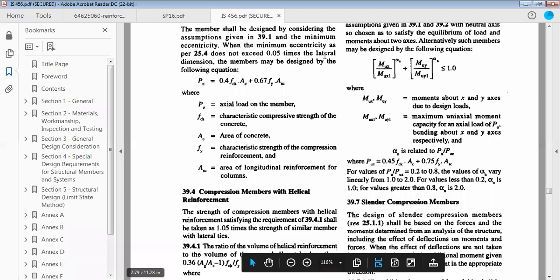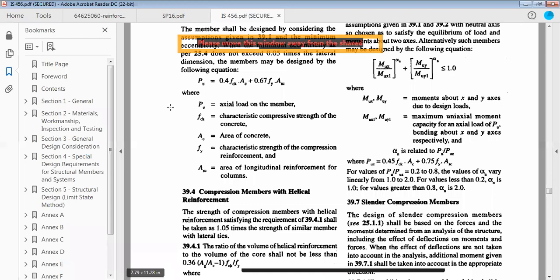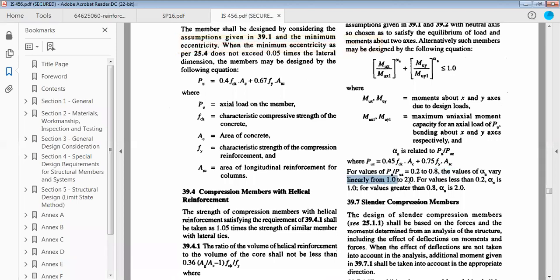So in this case, if you have Pu by Puz equal to 0.2 to 0.8, the value of alpha n will vary linearly from 1 to 2, because alpha n is related to Pu by Puz, and the values are given here that they are between 1 to 2. For values less than 0.2, alpha n is 1, and for values greater than 0.8, alpha n is taken as 2. So that's the value of alpha n that you can use here.